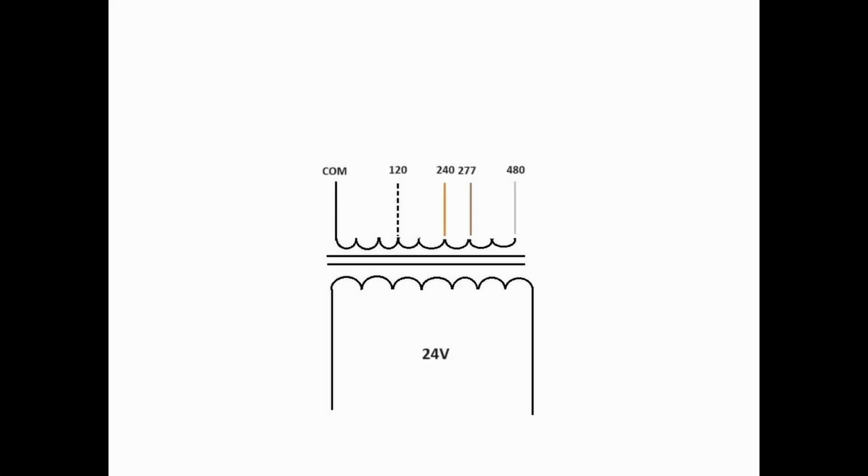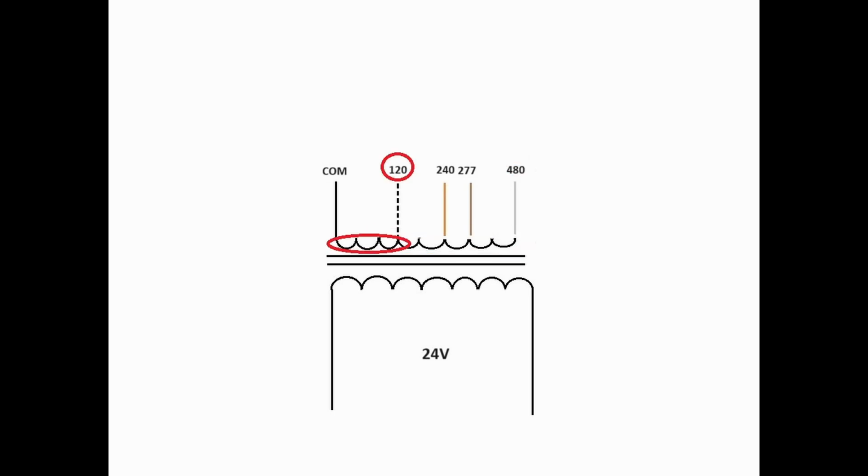So let's look at how this works inside the transformer. You see, they write the voltages on the label of the transformer in ascending order from left to right, moving away from the common. That's also the order in which the different colored wires connect to the primary coil inside the transformer. That's because the primary voltage gets divided by the number of windings it passes through. So a higher voltage will need to pass through more windings, and a lower voltage, less windings.